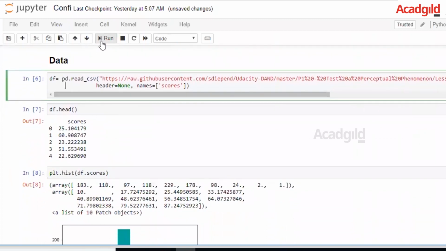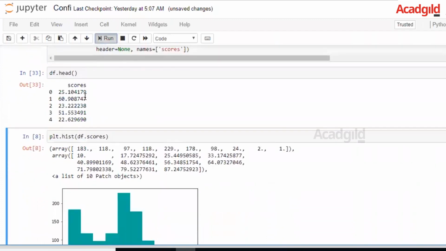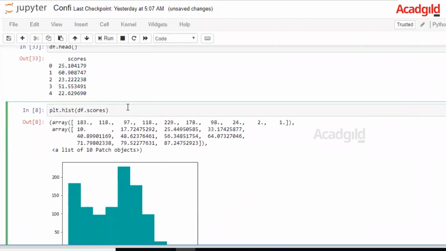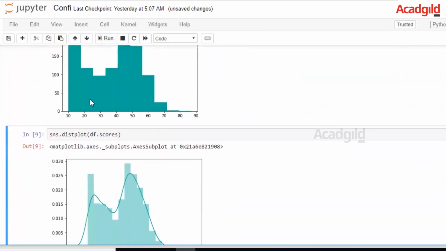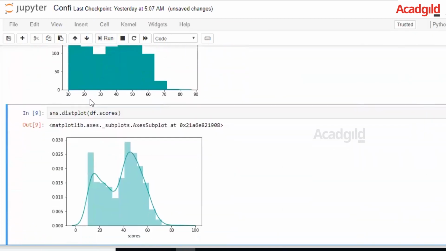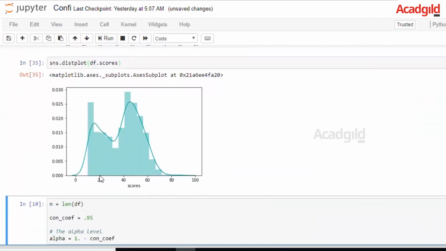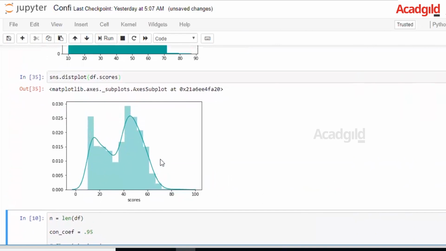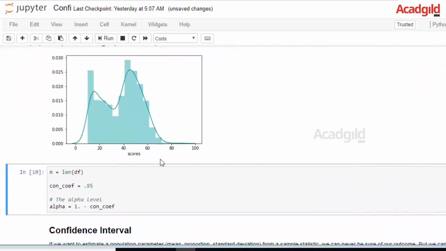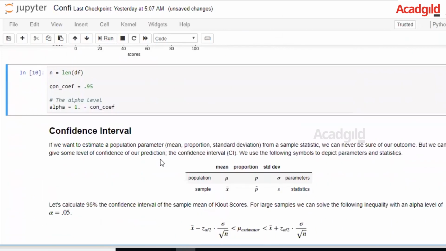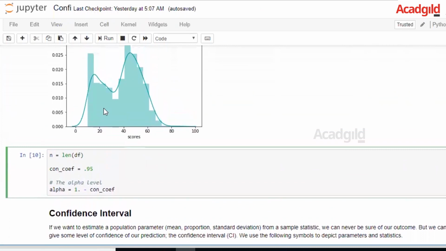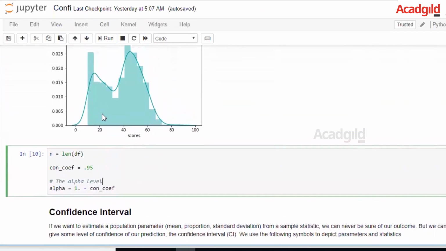Once I have loaded the data, I can show you the data set, which I have named scores. It has different scores for different regions, and I have plotted the same using matplotlib, and also the histogram using seaborn as well. If you look at the histogram, it does not have a definite distribution. So let's see how we can use the confidence interval to interpret our data set.